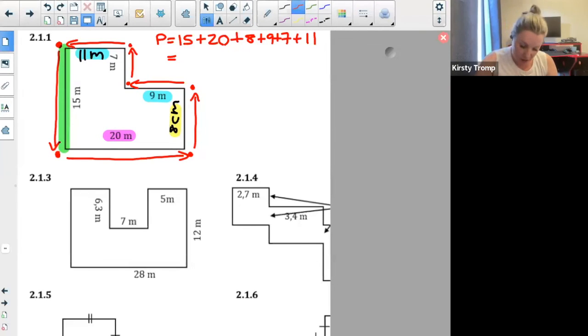Okay, Kamo was asking me, where did I get 8? I got 8 by saying 15, there's the 15 minus the 7. Hey, so that's how we got 8. All right, 70 meters. Well done, guys.